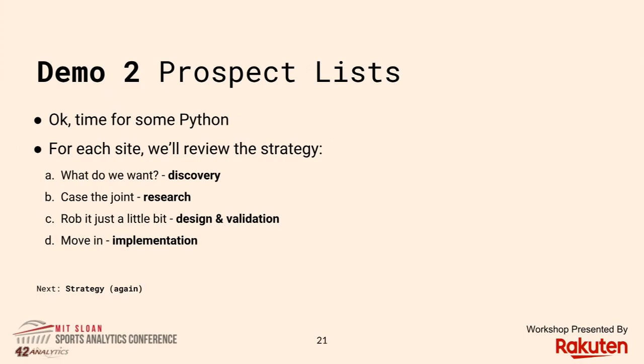So with this in mind, we've got three sites. We're going to look at prospect lists from Fangraphs, from Baseball Prospectus, and from MLB.com. And from each of them, we're going to find three different ways of acquiring the data. We're going to probe it a little bit, or figure out where it is, and we're going to acquire it.